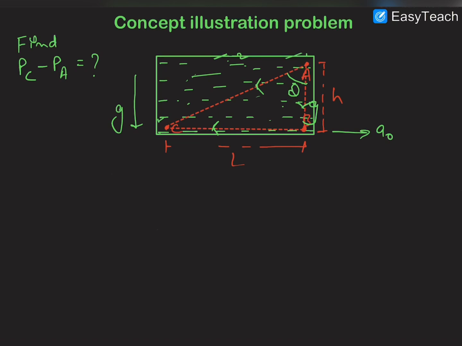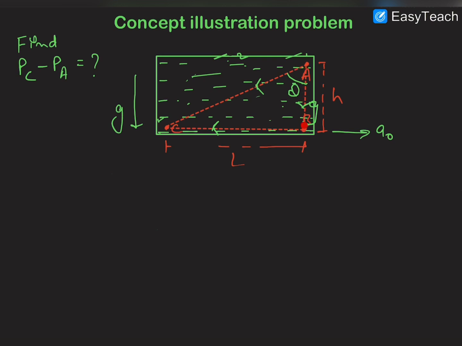In this video today we are going to discuss the concept illustration problems based on Pascal's law in an accelerated frame. So you can see this question number 1. In this question there is a container which is completely filled with an ideal liquid, and there is no air inside the container, and there are 3 points A, B and C. So we have to find out the pressure difference between C and A, and it is also given in the question that this complete container is being accelerated in the forward direction with an acceleration of a naught.